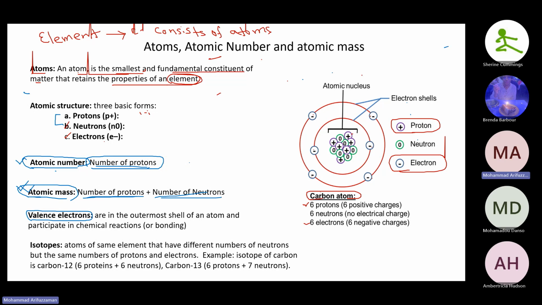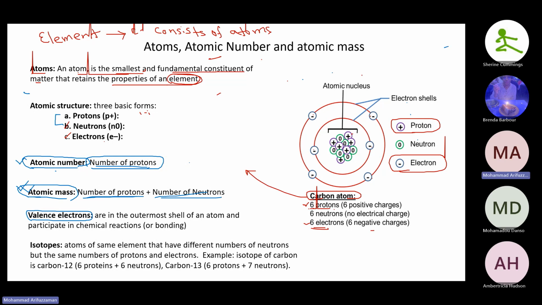So all atoms are electrically neutral, meaning an equal number of protons and electrons. This is another important characteristic of atoms. The carbon atom is electrically neutral because it carries 6 protons and 6 electrons. Electrons have negative charge and protons have positive charge.